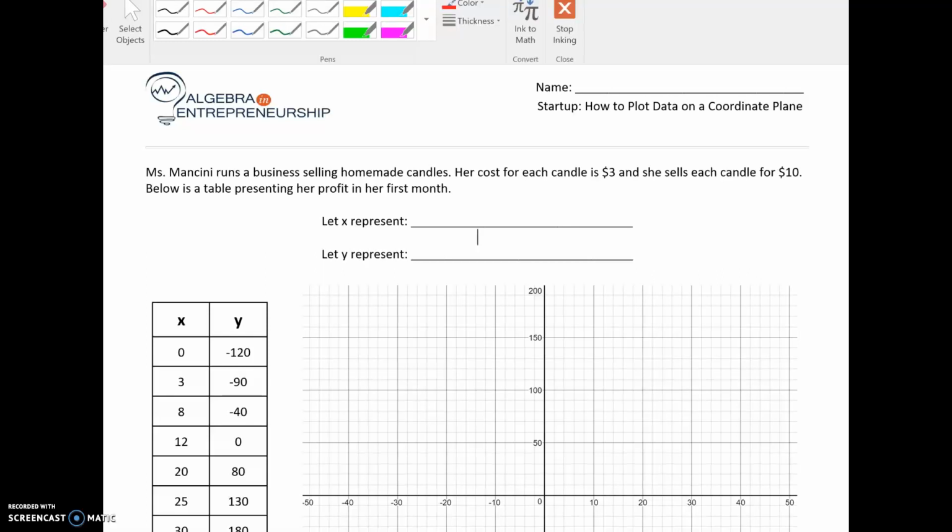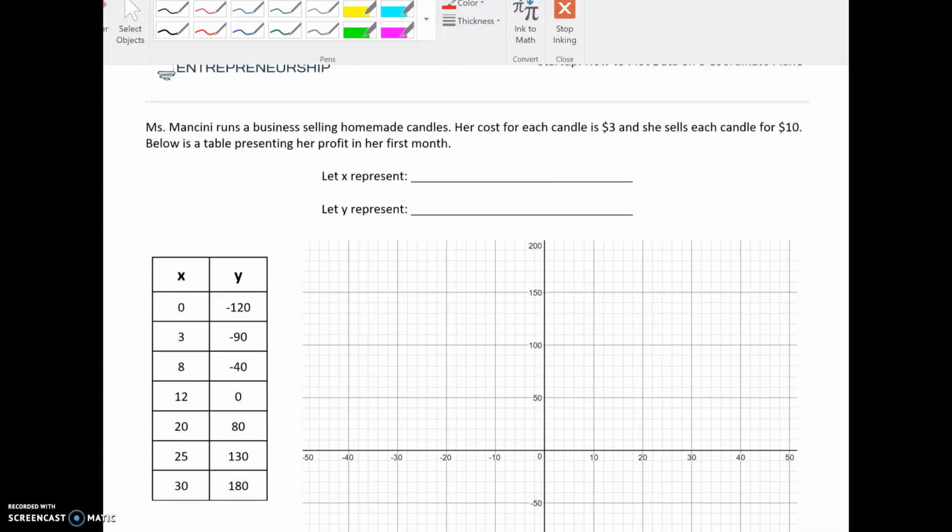Hi everyone! By the end of this video, you should be able to plot data on a coordinate plane. For this video, we're going to use the following business context. Miss Mancini runs a business selling homemade candles. Her cost for each candle is $3, and she sells each candle for $10. There's a table right here that represents profit for the first month.